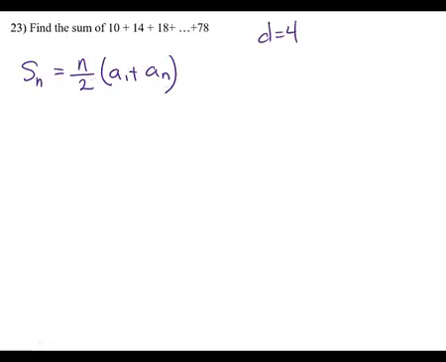So now we're going to talk about, let's see. We know the first term, right? What's our first term in that series? 10. What's the last term?